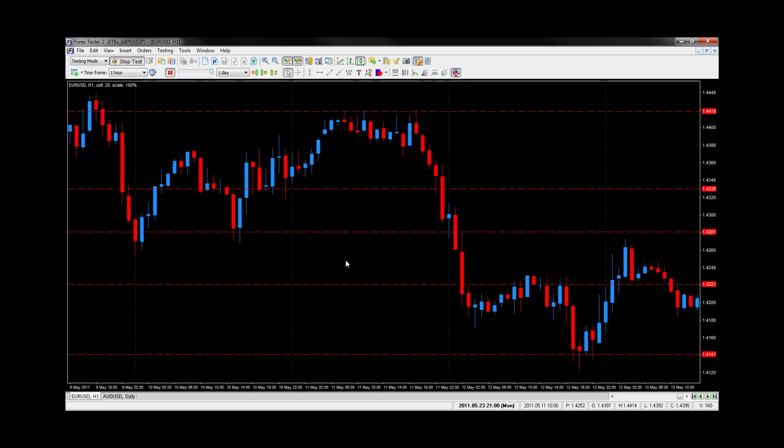So if you look at, say, right here, here you have a touch of this zone. This is the 4280 level. You get a touch there, and you get another touch there. So right now we say, okay, this is a well-established zone. We've got two touches here.